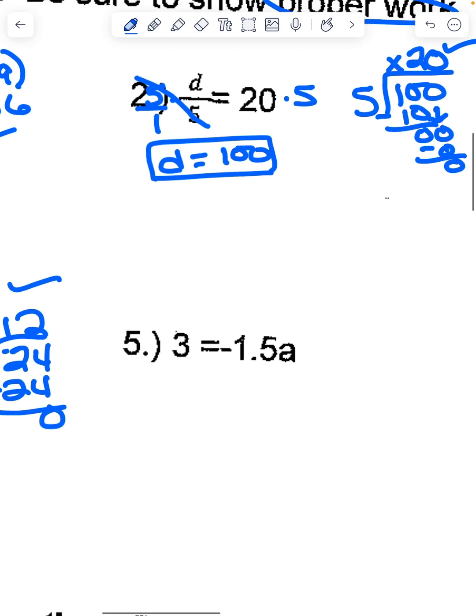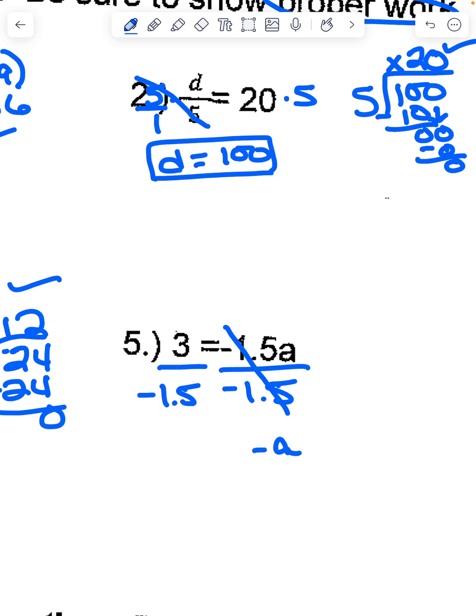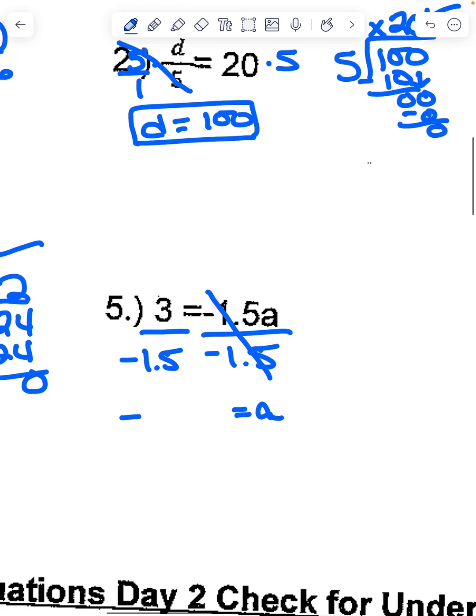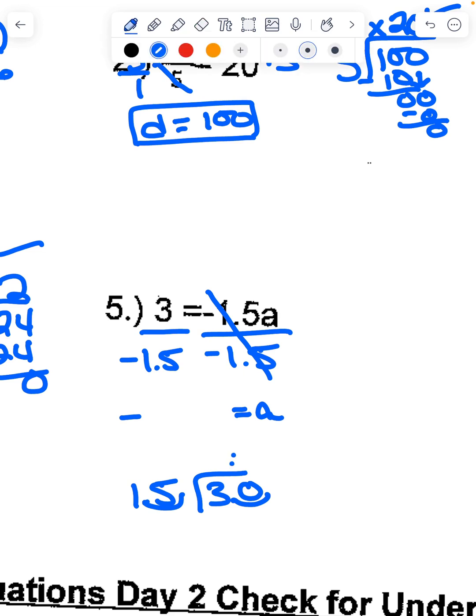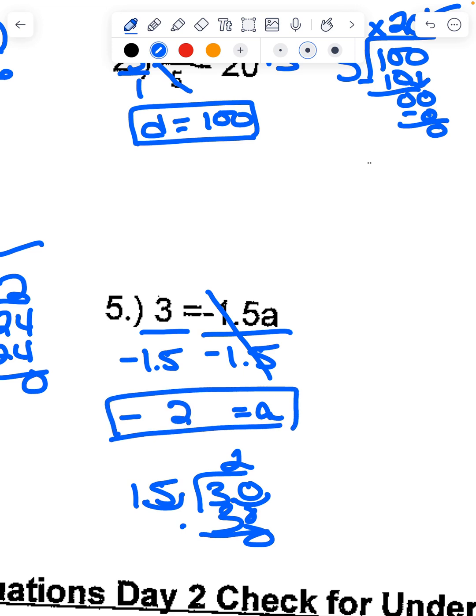Number 5, the variable's on the right, and that's okay. That is a negative 1.5a. It's a little hard to read. That says multiplication. We're going to do the inverse and divide both sides by a negative 1.5 to get that a by itself. A positive divided by a negative is a negative. And if I do 3 divided by 1.5, we can move the decimal once on the outside and once on the inside. So 30 divided by 15 is 2. And I just wrote 3 for some reason. Try that again. 2. And so a is a negative 2.